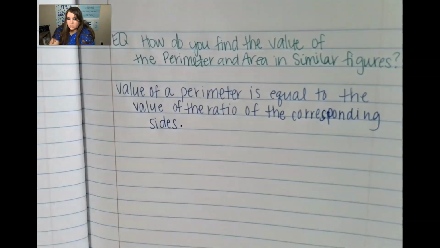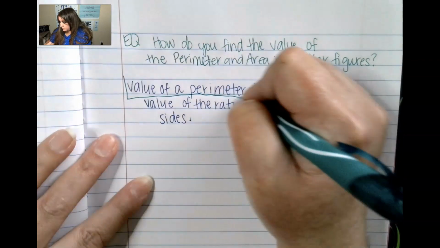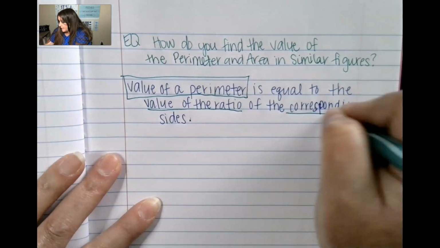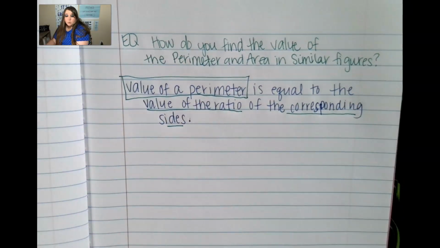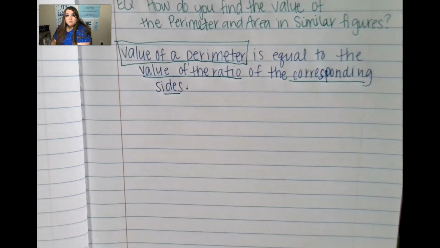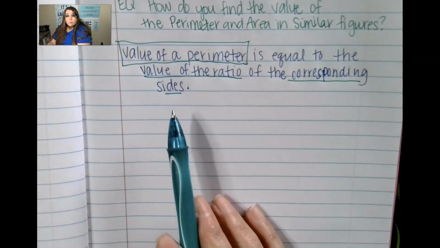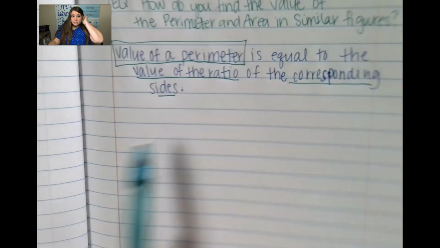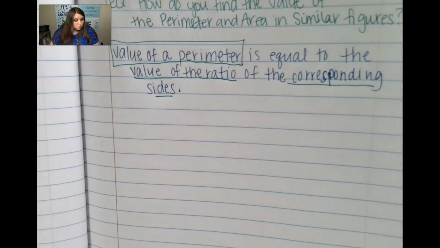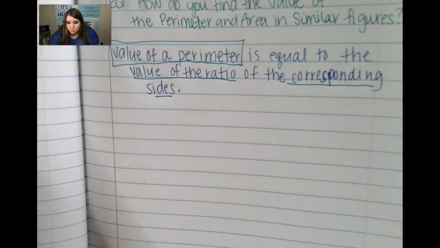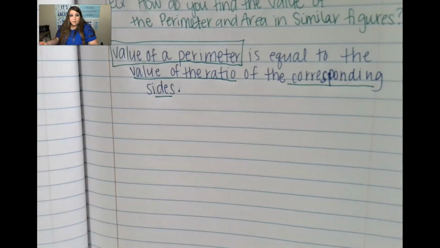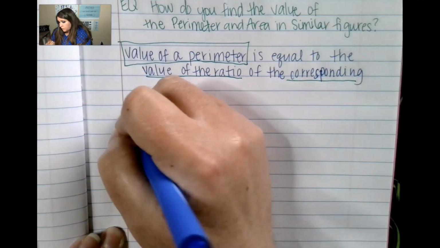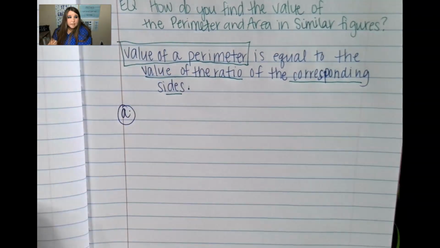All right, so we're going to look at value of a perimeter. We're going to be looking at making a ratio and looking at the corresponding sides. So we can find the value of a perimeter by finding the value of the sides. So let's start with two shapes. The first shape we're going to start with is a rectangle and a rectangle. So example A, we're going to compare two rectangles.